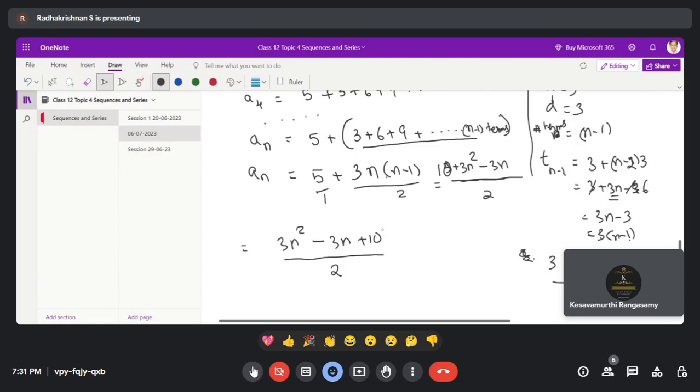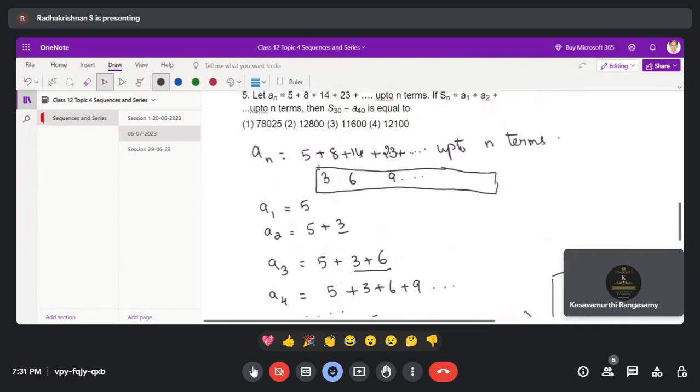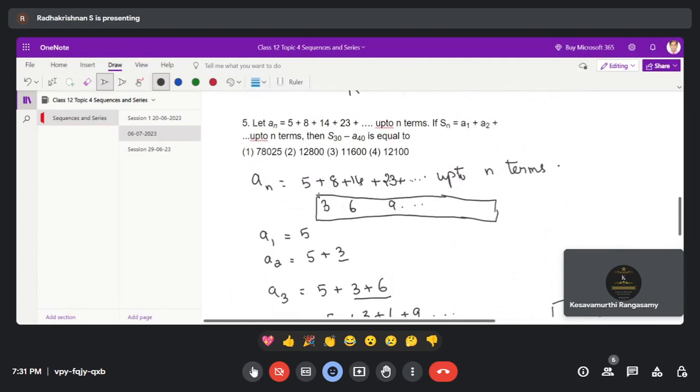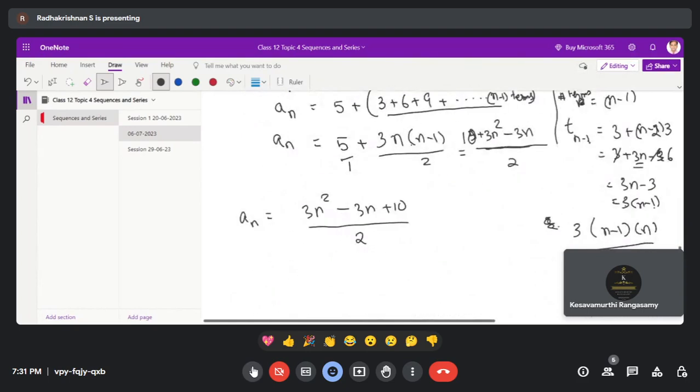Three n square minus 3n plus 10, whole divided by 2. So this is your formula for an. So A40 you can immediately determine. So you did that right, Sundaresan? A40 you can calculate. What will be A40? 3 into 40 square minus 3 into 40 plus 10, whole divided by 2. And what will that be?